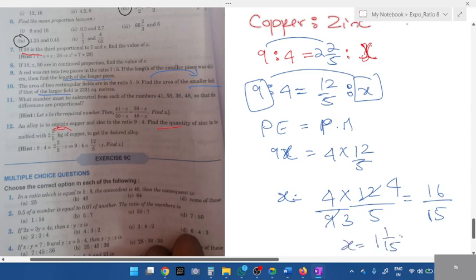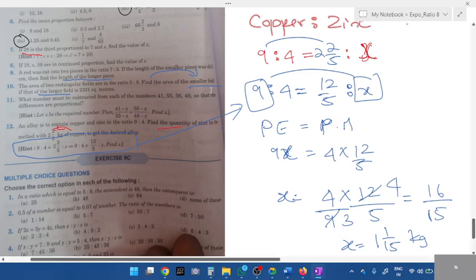1 by 15. What is given here? Kg, or what is the unit given? Kg. So you are supposed to write 1 by 15 kg. See, can you see the same unit they have given? Whatever we wrote. Yeah. So you can write the values first: 9 is to 4 is equal to 2 by 5 is to X.